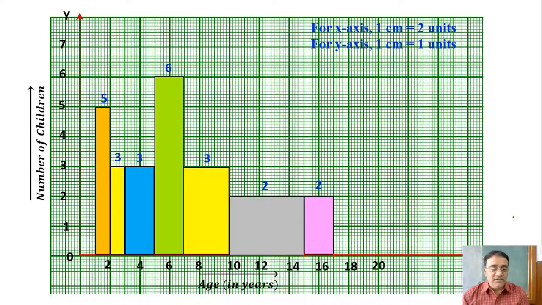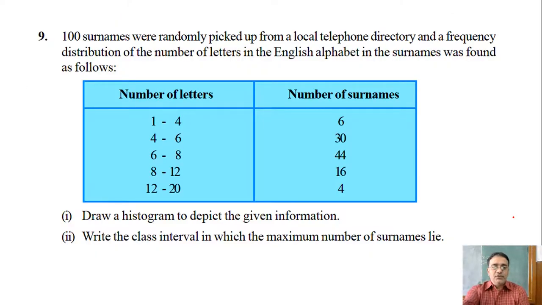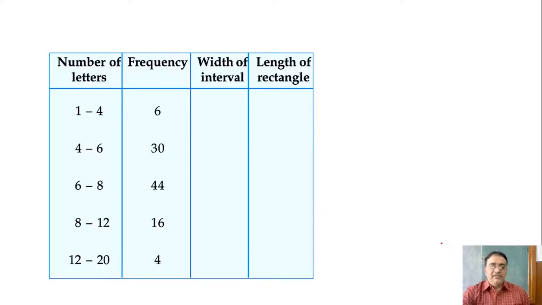क्लास साइज डिफरेंट है तो फ्रीक्वेंसी को एडजस्ट करना है. So next question देखो. So first you check whether the class intervals are continuous or not. Yes, sir, continuous. Now we have to check for class width. और इसमें एक और एक्स्ट्रा बिट है. Write the class interval in which the maximum number of surnames lie. So we'll start with the width. First width बताओ जल्दी से. 3.